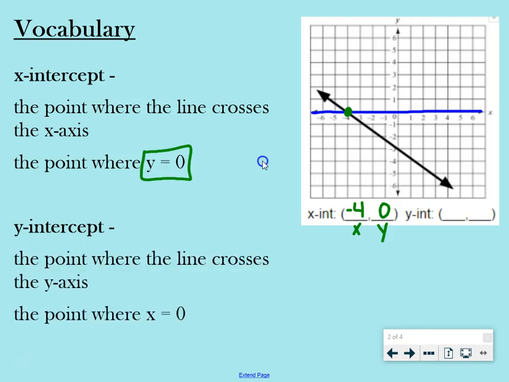For the y-intercept, it's the opposite. It's the point where the line crosses the y-axis. So it's the point where x equals 0. So if we look at our y-axis right here, our line crosses the y-axis right here, and that's the point 0, -3. So our x-coordinate is 0, our y-coordinate is -3.